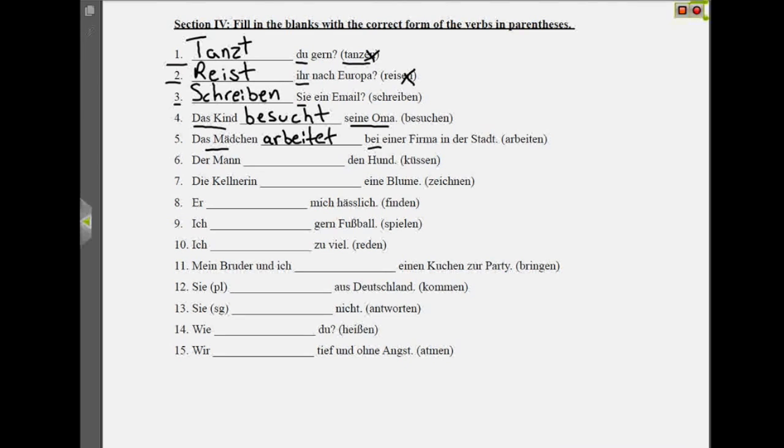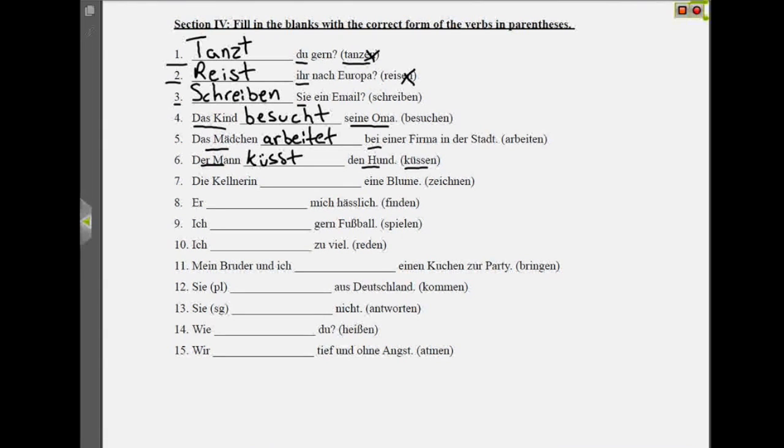Der Mann, something, den Hund. Here we have der Mann and den Hund. Der Mann is nominative case. Den Hund is accusative case. That's what happens with a masculine noun. When it's the direct object, it changes to den, which is going to be in a different video coming up. Der Mann tells us that that's the subject of the sentence because it says der instead of den. Therefore, we conjugate our verb küssen to go with the man. Der Mann küsst. The man kisses the dog. Der Mann küsst den Hund.